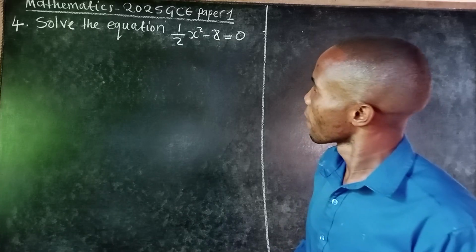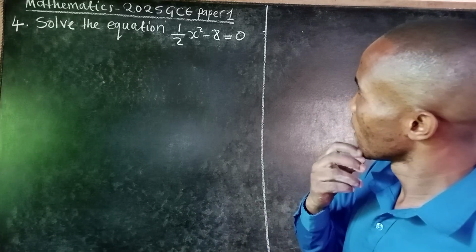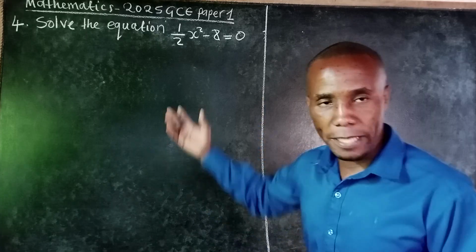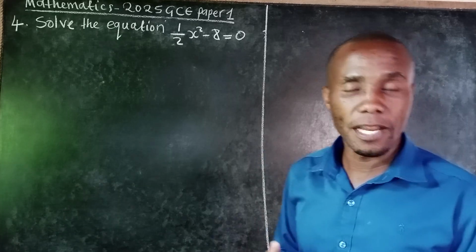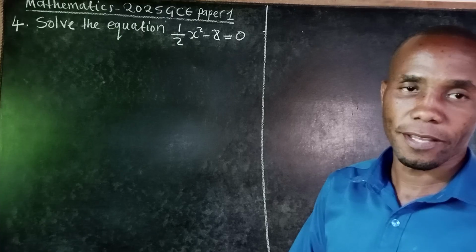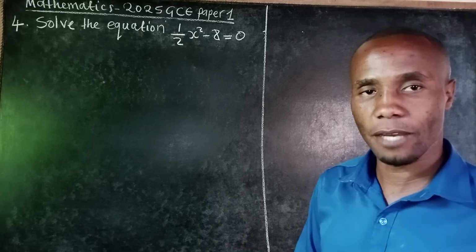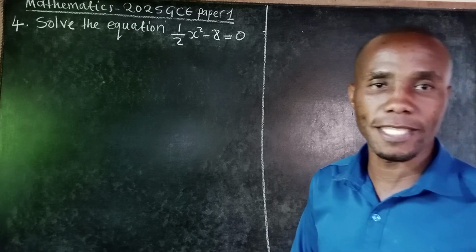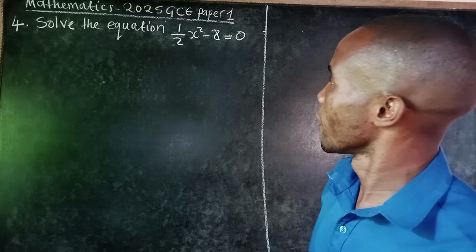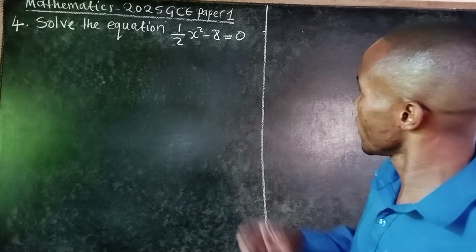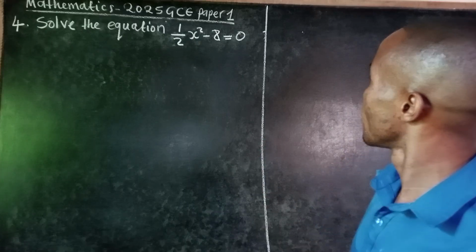Okay, so today we are looking at the question on the chalkboard, which is coming from the past paper 2025 GCE paper 1. Remember, this one was question number 4, meaning we are revising the whole paper. So please don't miss this. Very, very important to you who is writing GCE 2026. Okay. So the question says, solve the equation 1 over 2 x squared minus 8 is equals to 0.